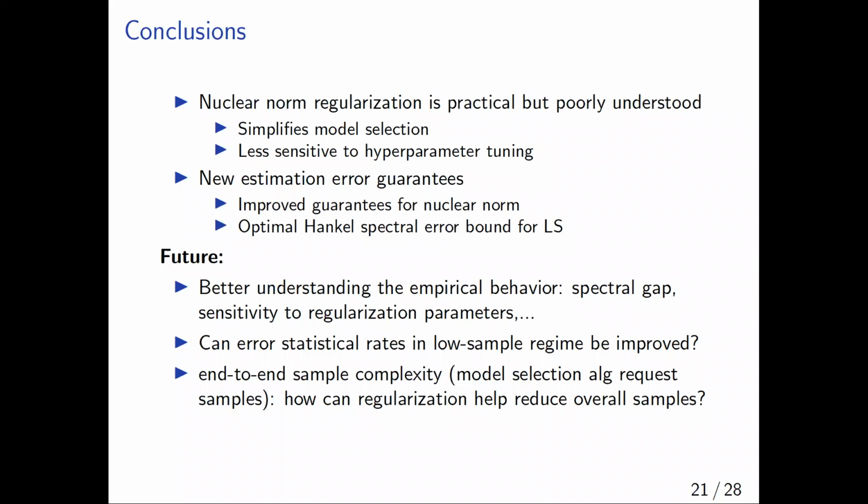And finally, end-to-end sample complexity. We have some preliminary results for this. This means that if I actually don't know the system order and I'm fully running the loop of model selection, basically training and validation with tuning the hyperparameter, and while tuning the hyperparameter, your algorithm can request new samples. In this setup, regularization helps reduce overall samples, but this is actually just a preliminary result. Hopefully our next version of the result will show how regularization helps with the overall sample complexity. So with that, I'll stop here and I'm happy to answer any questions.